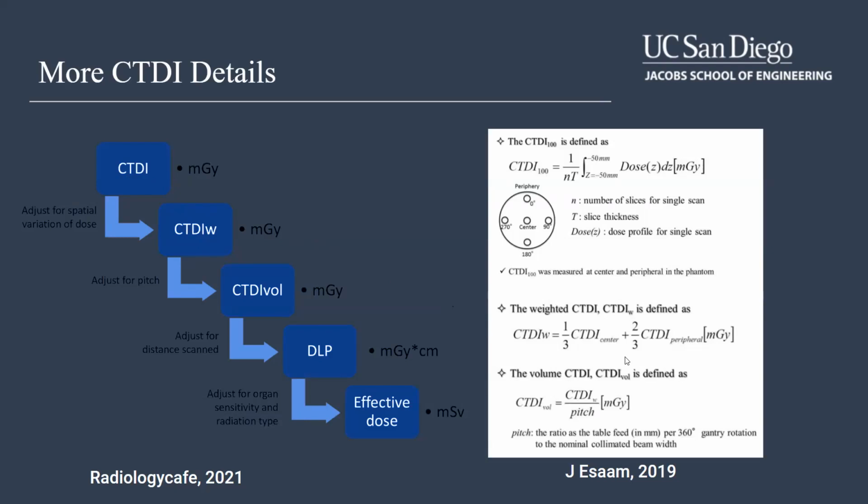The CTDI volume is the volume of the total dose that relates with pitch. The pitch is related to the length of the beam, the rotation of the machine, and the movement of the patient. Generally speaking, higher pitch equals lower dose as there is less overlapping.